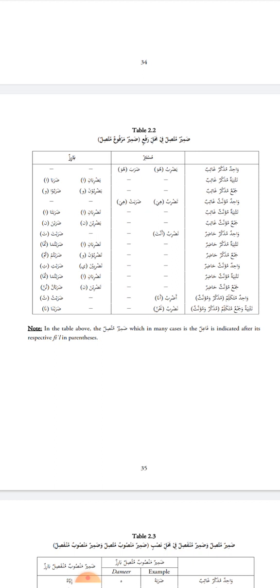Let's look at the first table now. So dhamir baris. What's dhamir baris? The apparent dhamir. It's not hidden, it's apparent. So here we see daraba, the first one. This is siga tathniya mudhakkar ghaib. Both those men hit. Two men hit. Past tense verb, fi'l madi. Those who know the table will know this.